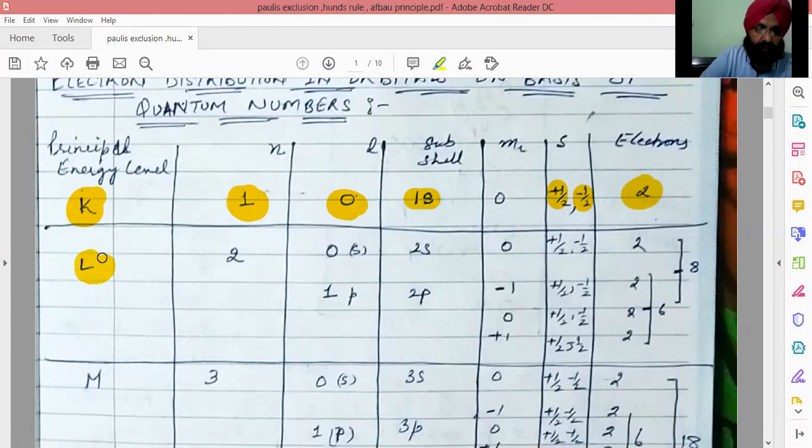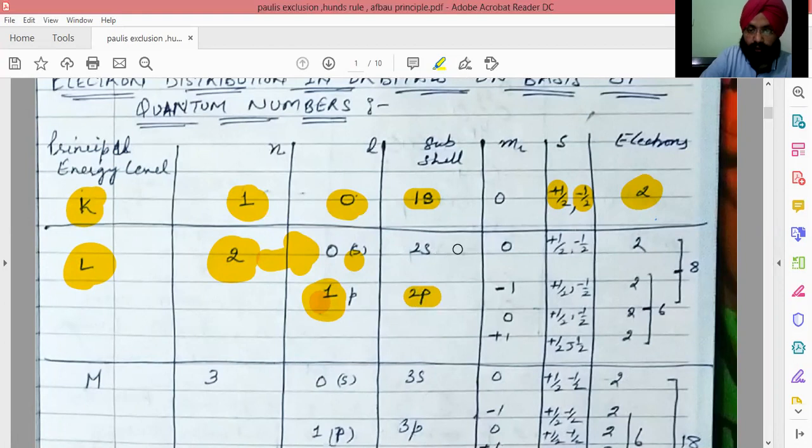Next is L, energy level second, principal energy level 2. Here there are two values of L for this n value. One is 0 and the other one is 1, 0 to n minus 1. So the subshells will be 2s, and the second one is 2p. 2 from the main shell and p from L. So this is 2p.